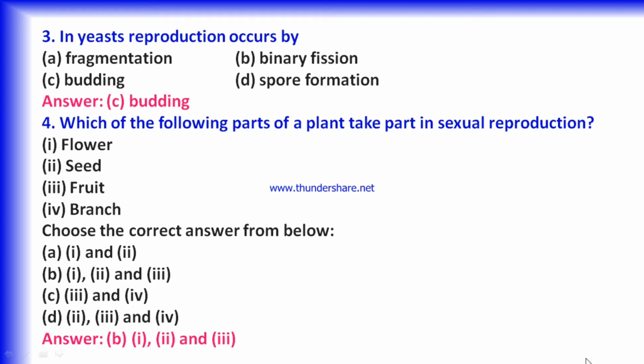In the theory part, I have already told you the details about reproduction in plants, how sexual reproduction occurs, how asexual reproduction occurs, which parts are responsible for sexual reproduction, which parts are responsible for asexual reproduction. So go first to that video, the conceptual part, and next see this video. This is the MCQs part, and here the answer is 1, 2 and 3. That means flower, seed and fruit are responsible for sexual reproduction.